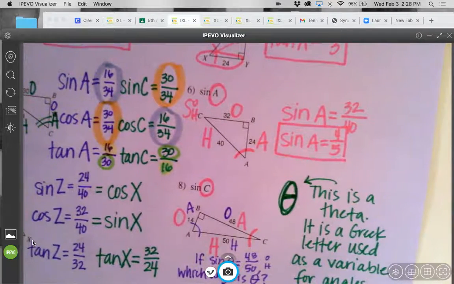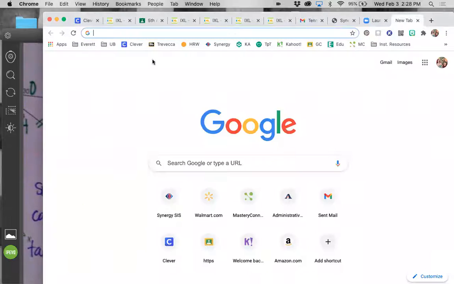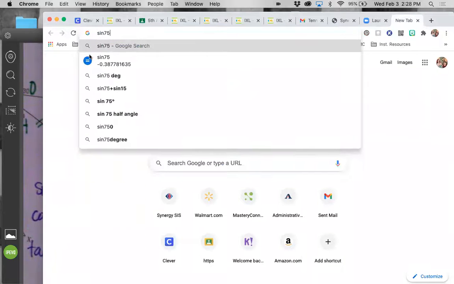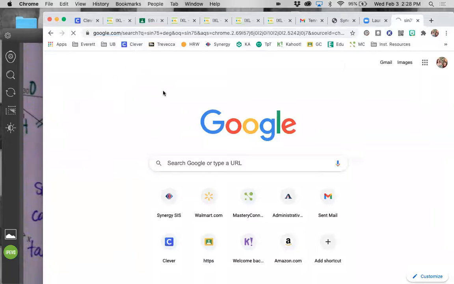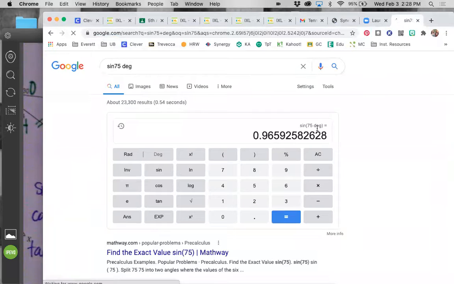If you don't have an iPhone, you can probably find just any calculator. A lot of real basic calculators that you probably have laying around your house have sine, cosine, and tangent. Otherwise, I think you can type it into your search bar up here. You can write sine 75, and there it is. But you want it in degrees, so sine 75 degrees. There you go. So there are some options for those of you working at home as well, either now or later.